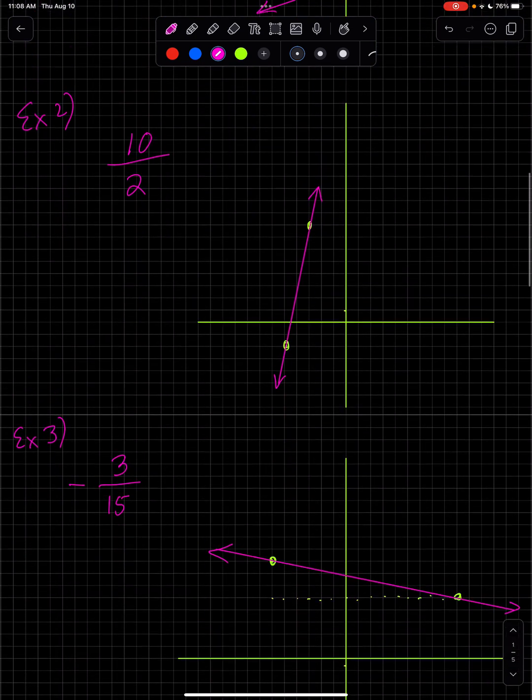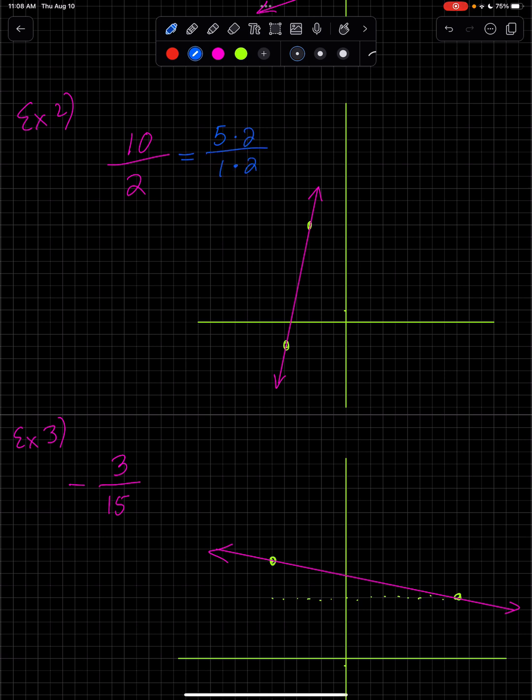All right, let's try another one, shall we? So 10 halves, or 10 divided by 2. Well, you ask yourself, what is the greatest common factor? What's the biggest number that goes into 10 and 2? Well, the only way to make 2 is 1 and 2. We're going to disregard 1 because 1 goes into everything. So does 2 go into the numerator? Well, 5 times 2 is 10, and 1 times 2 is 2.